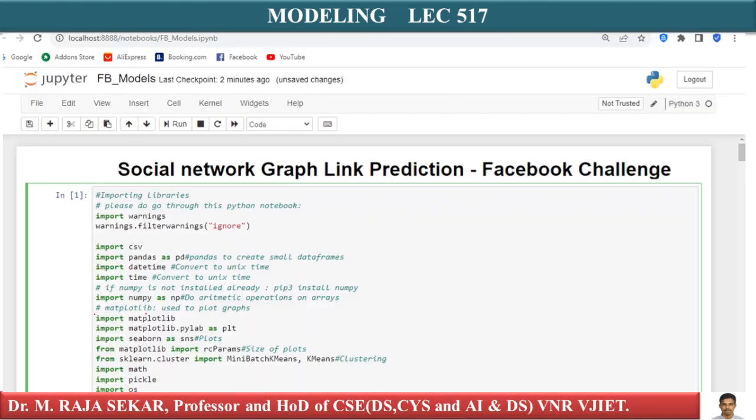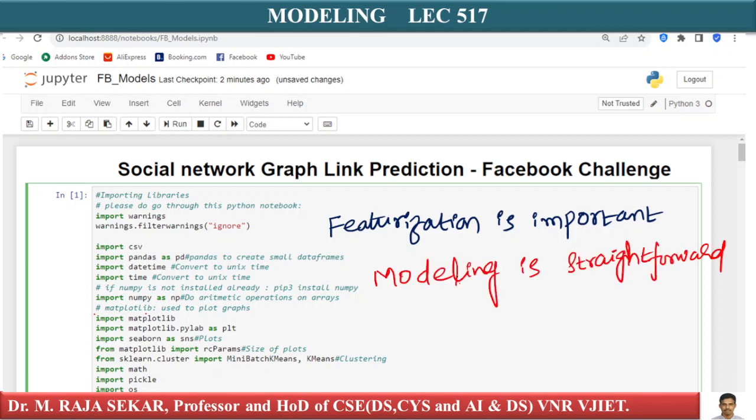In this lecture, we will try to understand modeling. Now, we will train a simple model. The most important part of this case study is featurization. Modeling is a straightforward thing because we have seen so many other case studies where we have modeled. So instead of training many models, my gut feeling says that a fairly non-linear model might work.